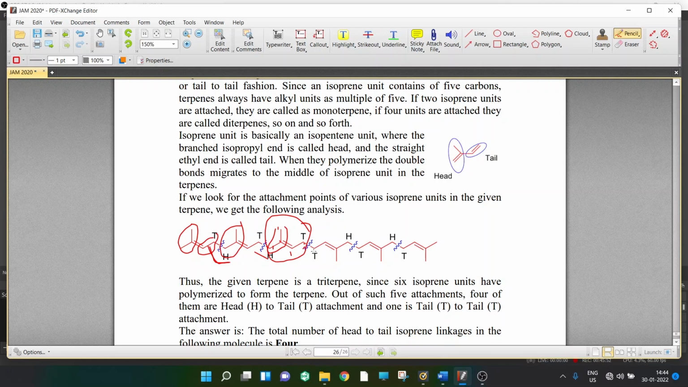Come to here. Now here it starts with the ethyl part, and the isopropyl part is this side. So this part is head and this part is tail. So this is a tail to tail linkage, which we don't want. What we want right now is head to tail. Similarly here, we saw this was head and this is again tail, because this is head, 3, 4 and 5. So this is again head to tail, and this is head, you can see this isopropyl, and this is tail, so again head to tail.